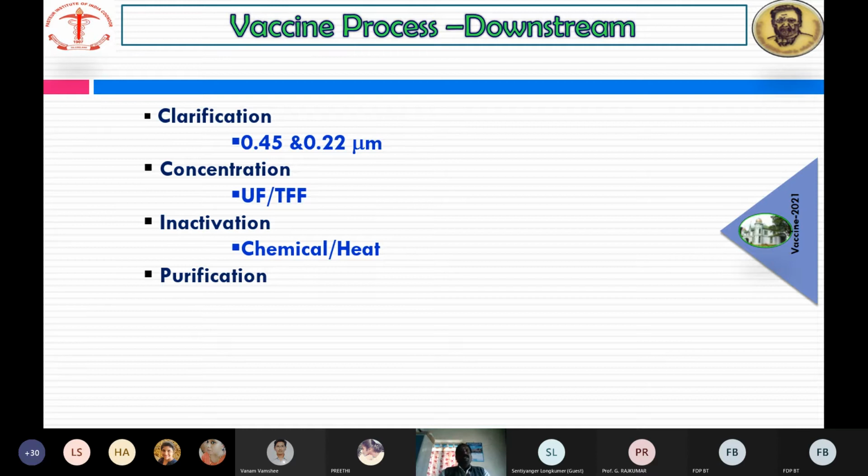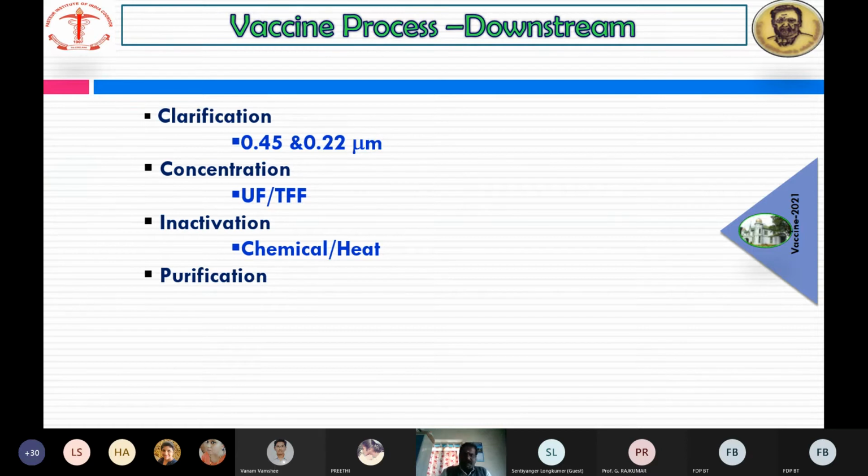Why do we need purification? Because of some host cellular protein or host cellular DNA. Where will the host cellular protein and DNA come from? Yes, I'm going to propagate the viruses, for example COVID-19 viruses.